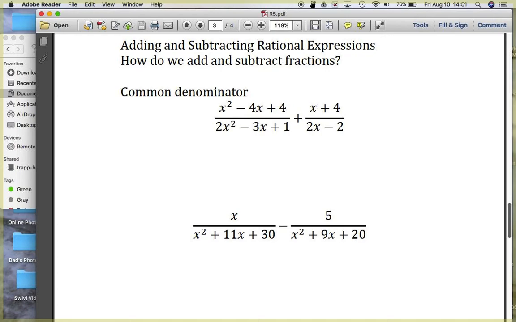So, first thing you have to do is start by factoring the bottoms. Don't have to worry about factoring the tops. Don't even worry about that. But you do have to factor the bottoms. So, for this first bottom, I'm going to work on the far left over here. I take 2 times 1. That gets me 2, right?